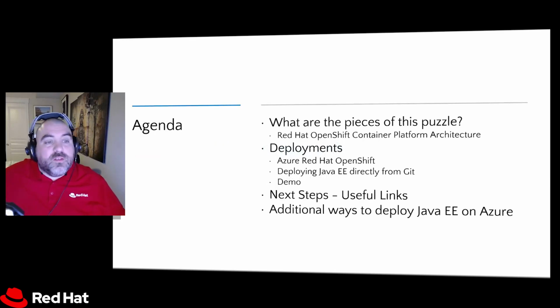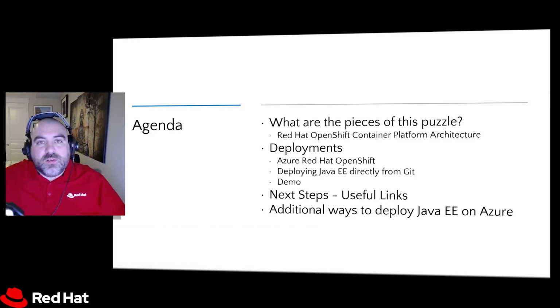So the basic agenda, this is only a 20-minute session. It'll be pretty quick. We're just going to quickly review the pieces of this solution. And before that, we'll just do a little highlight of what the Red Hat OpenShift Container Platform architecture looks like, just in case you're not aware, just to kind of set the ground for what the benefits are. Then we'll go through the deployment steps.